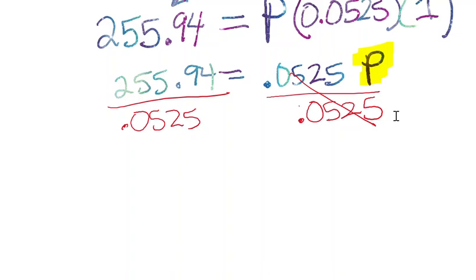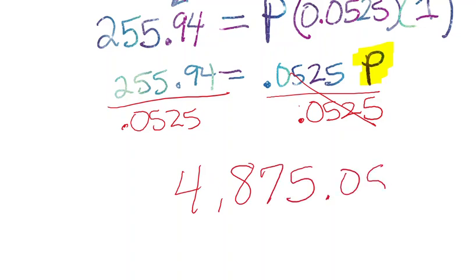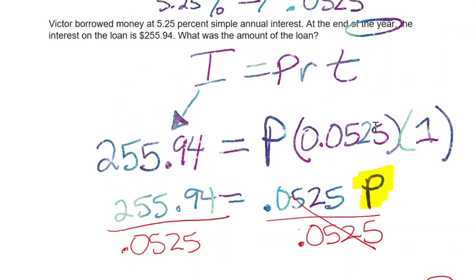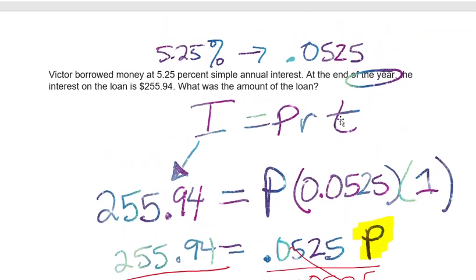So 255.94 divided by 0.0525 is $4,875.05. So his principal, or the original amount on the loan, was $4,875.05. So again, when they give me the interest and ask for either the principal, the rate, or the time, we can just use substitution and then solve using our knowledge of equations. Thank you.